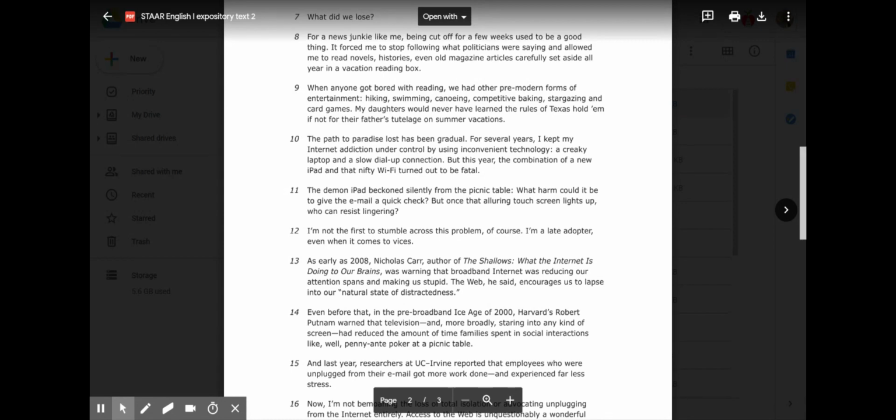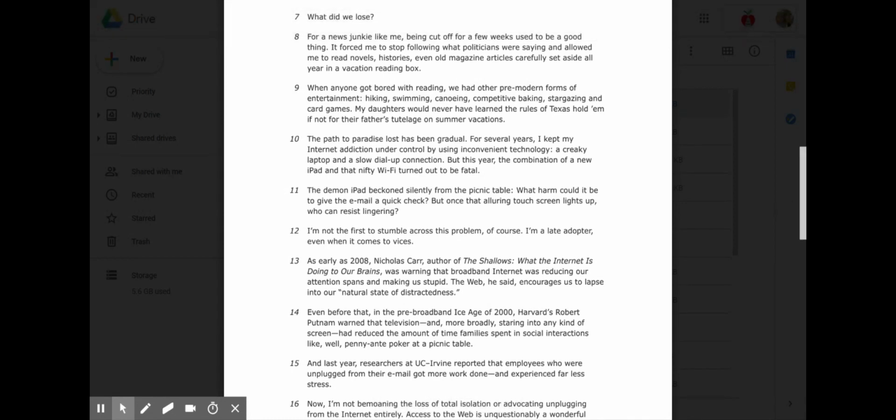Okay, so he's implying that part of this problem with the iPad is that you get sucked into it. That's what we can see from this rhetorical question, lingering. I'm not the first to stumble across this problem, of course. I'm a late adopter, even when it comes to vices. Now, vices implies that it's this intense problem and addiction that people have. Look at this shift in language. It's no longer narrative. As early as 2008, Nicholas Carr, author of The Shallows, What the Internet is Doing to Our Brains, was warning that broadband internet was reducing our attention spans and making us stupid.